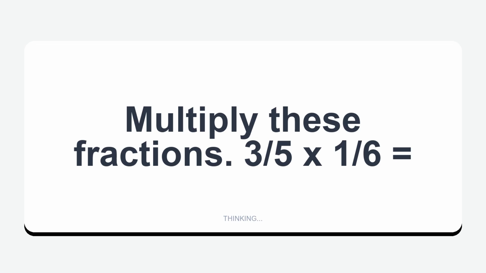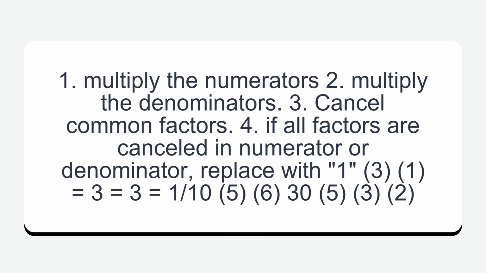Multiply these fractions, 3/5 x 1/6 equals. 1. Multiply the numerators. 2. Multiply the denominators. 3. Cancel common factors. 4. If all factors are cancelled in the numerator or denominator, replace with 1. 3/30 equals 1/10.